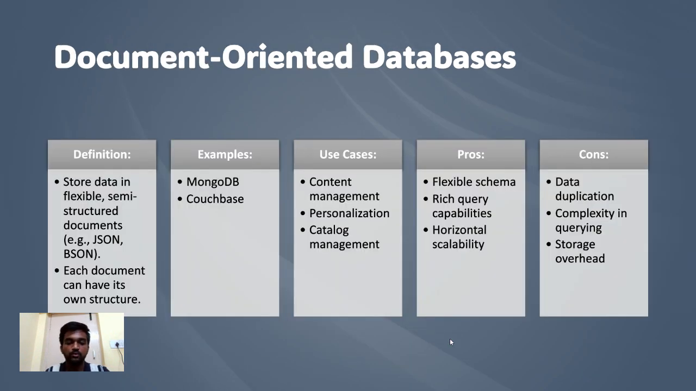Next is complexity in querying. Complex queries may require knowledge of the underlying database query language and indexing strategies. Next is storage overhead. Document-oriented databases may consume more storage space compared to other NoSQL databases due to redundant field names and denormalized data.